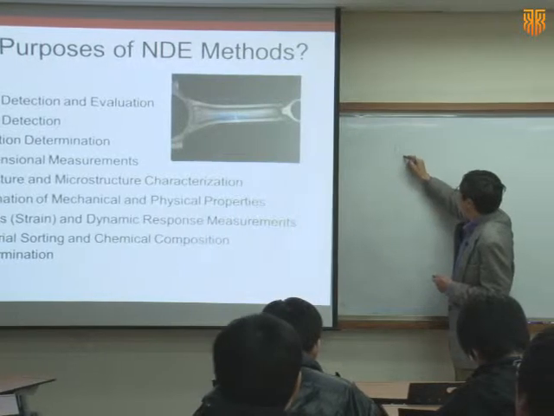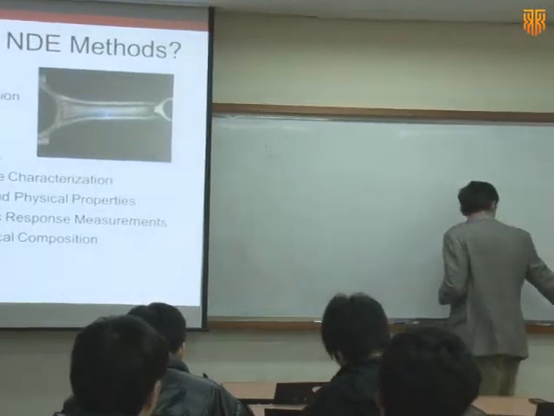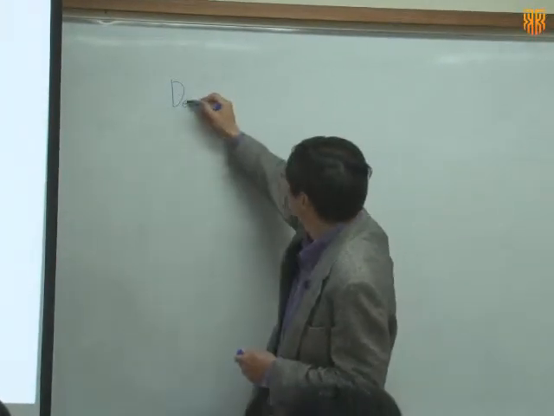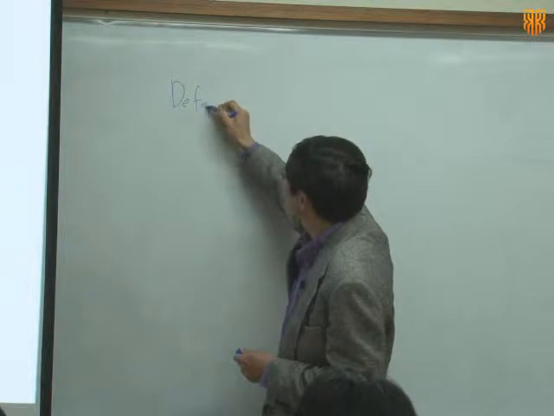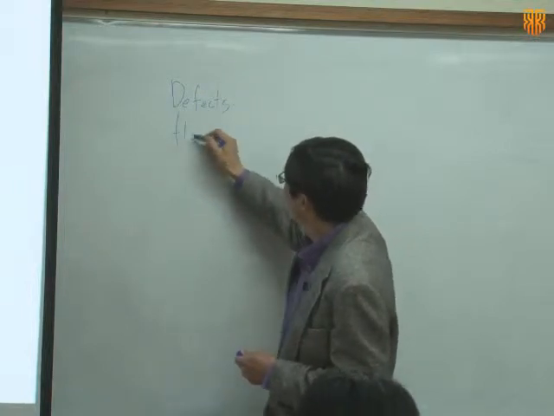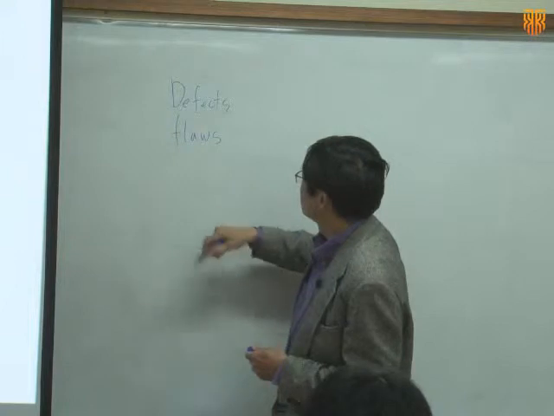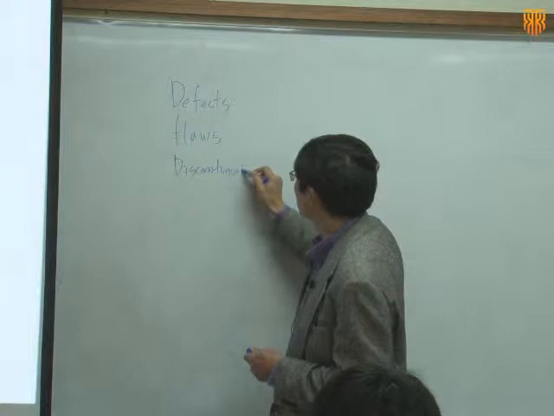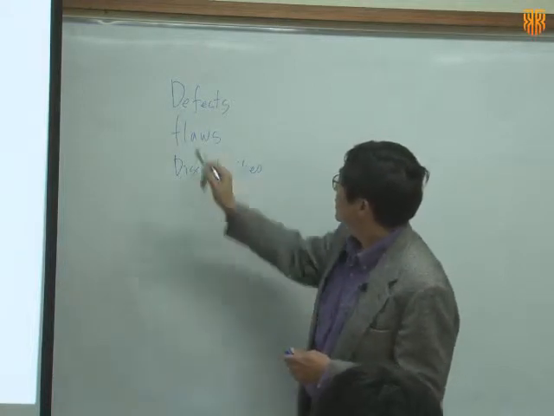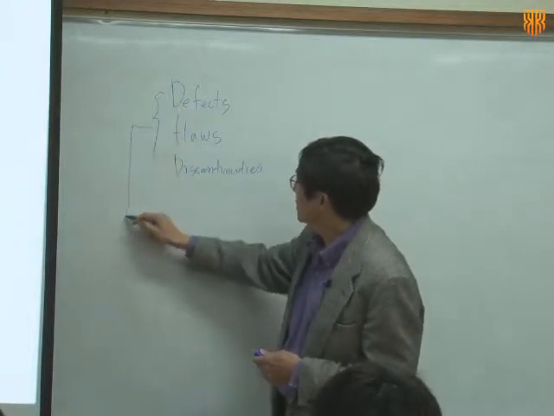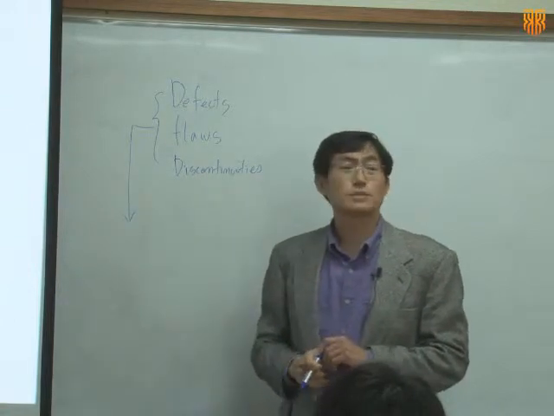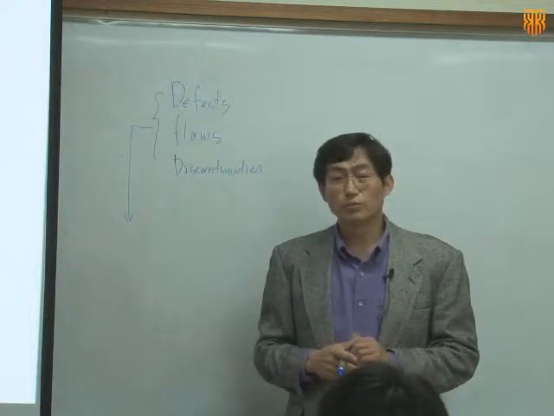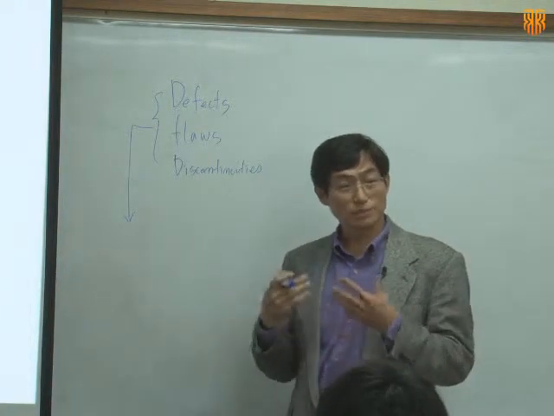We're going to use a few terminologies, or a few words related to NDT: defects or flaws, discontinuity, something like that. All of these indicate something wrong in the part, something you don't want when you manufacture or machine something.